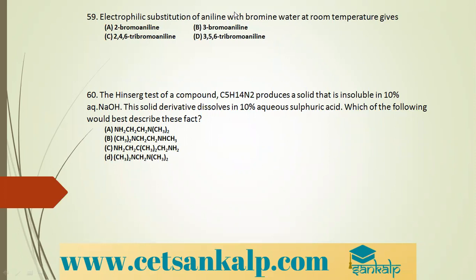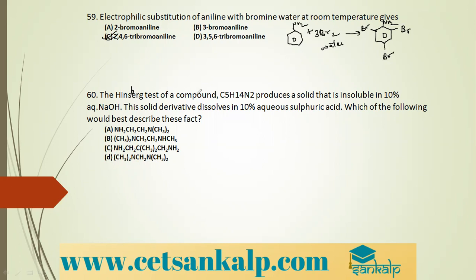Electrophilic substitution of aniline with bromine water. Aniline, we have discussed this. NH2, and bromine water is being used. You are not using any other reagent here, just bromine water. If you had used carbon disulfide or carbon tetrachloride, you would get ortho and para products. But since bromine water is used, all the ortho and para positions get substituted by bromine, and I get 2,4,6-tribromoaniline. Yes.